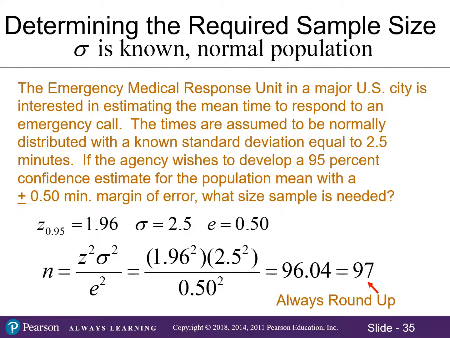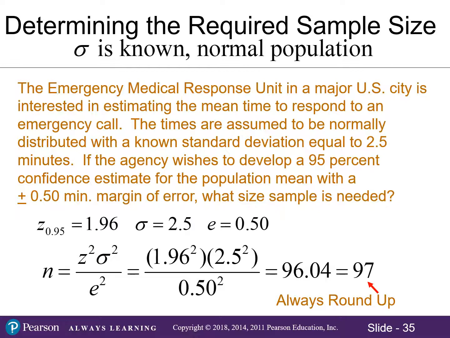All right, so suppose an emergency medical response unit in a major U.S. city is interested in estimating the mean response time to an emergency call. The times are assumed to be normally distributed. They know from a previous example usually that the standard deviation tends to be about 2.5 minutes. If the agency wishes to develop a 95% confidence estimate for the interval and they want to be within 0.5 minutes, find, using the margin of error, what sample size will they need?